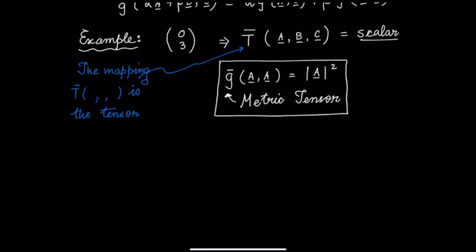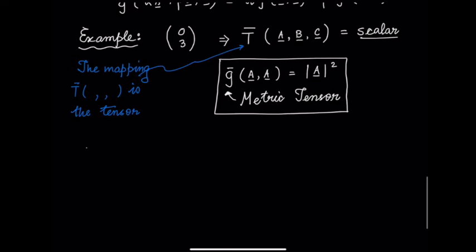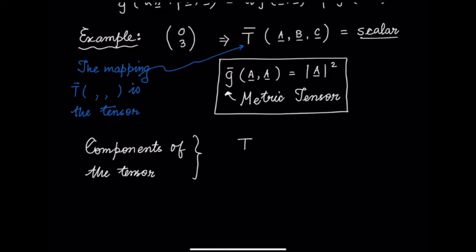Now, to do that, we have to introduce the concept of components of the tensor. Okay, so let's take a first example. Let's say that I have a tensor T. Again, the same example, which is A, B, and C. This gives me a scalar, right?